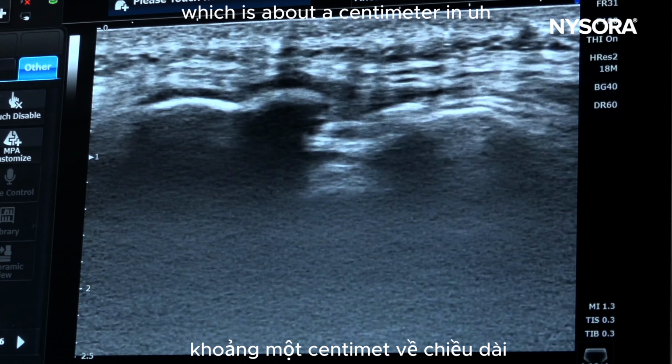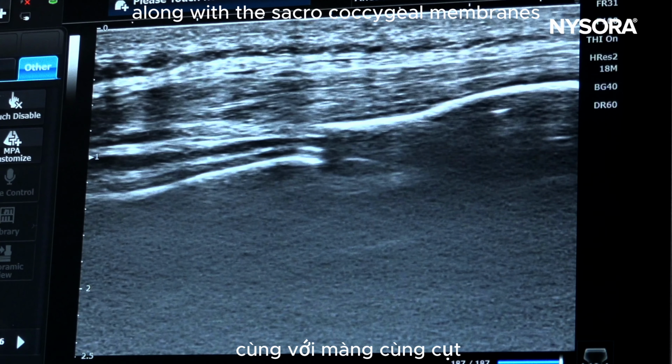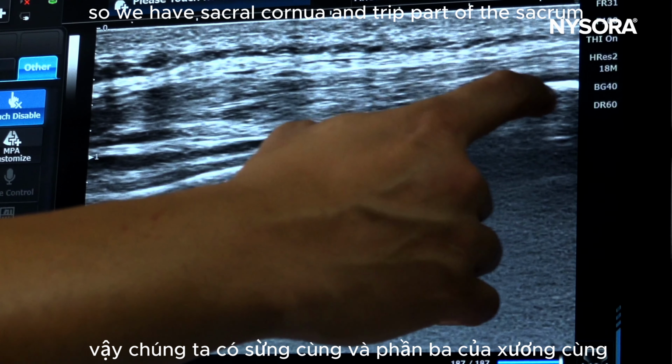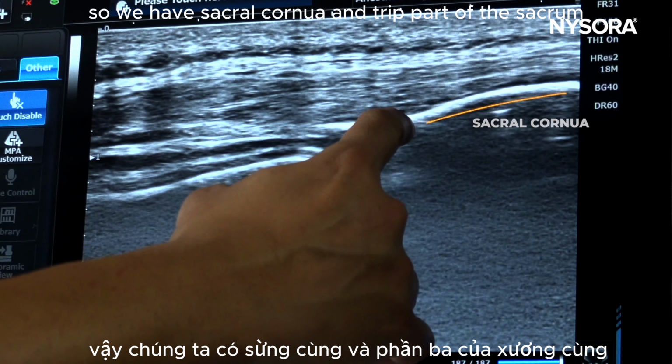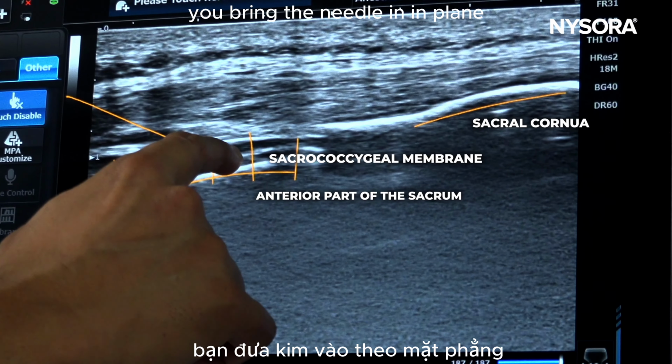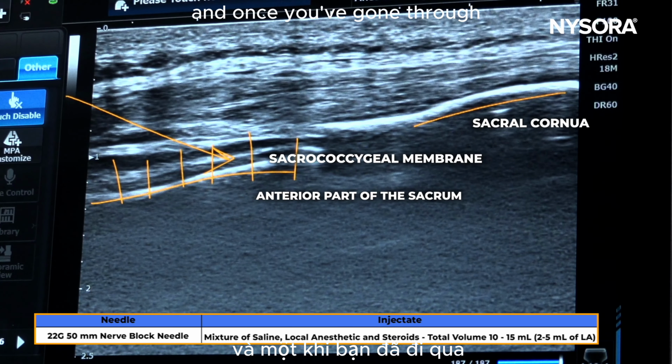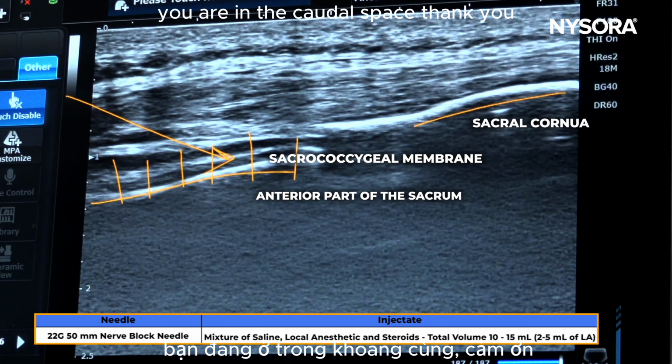And here we have a caudal space with the sacral cornua, the anterior part of the sacrum, along with the sacrococcygeal membrane. So we have the sacral cornua, the anterior part of the sacrum, and this is the sacrococcygeal membrane. You bring the needle in plane, and once you've gone through the sacrococcygeal membrane, you're in the caudal space.